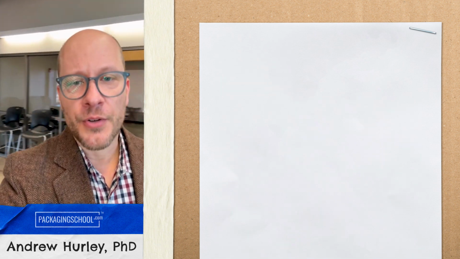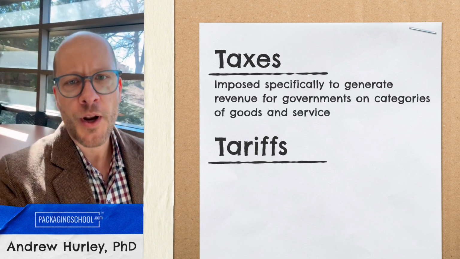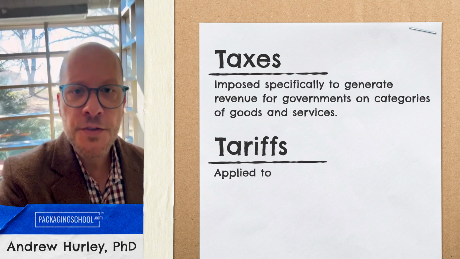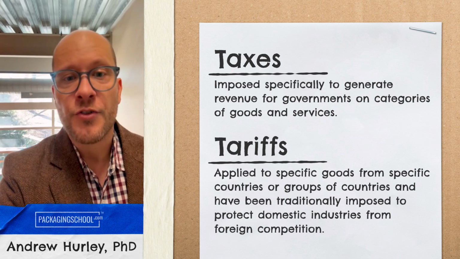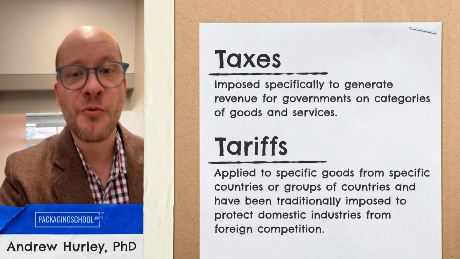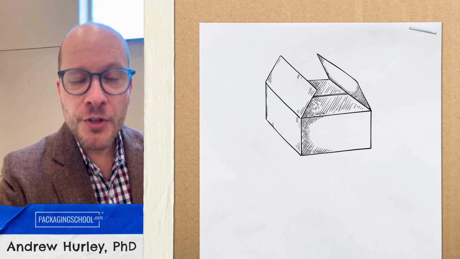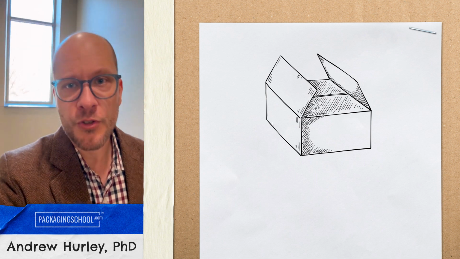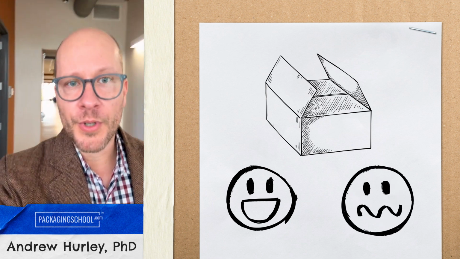So tariffs are different from taxes. Taxes are imposed to specifically generate revenue for governments on categories of goods and services. Tariffs are applied to specific goods from specific countries or groups of countries and have traditionally been imposed to protect domestic industries from foreign competition. Tariffs affect packaging. Materials, forms, and end use, like food versus non-food, can range from no tariffs at all to percentages that will significantly influence product pricing.